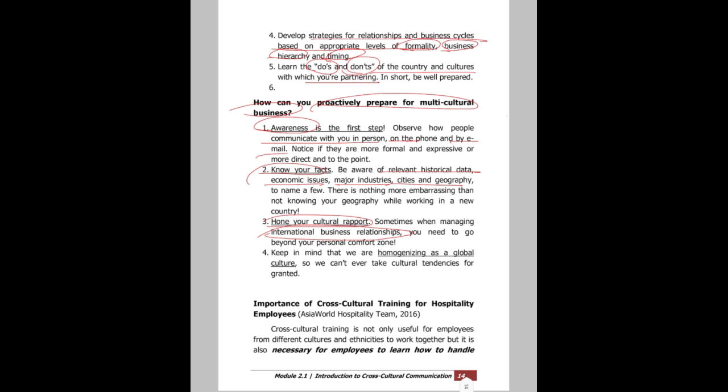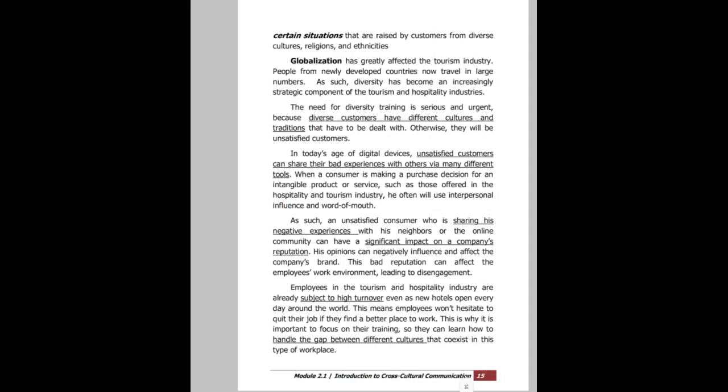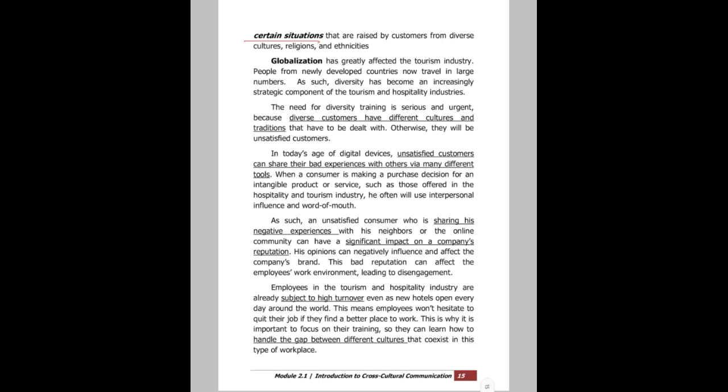So next one is the importance of cross-cultural training for hospitality and tourism employees. It is very important na ang isang company meron silang cross-cultural training. But as early as now, dahil napag-aaralan na natin siya, you can adapt all the points that I'm saying. You can really absorb it or bear in your mind para in the future, you can apply all of this. Cross-cultural training is not only useful for employees from different cultures and ethnicities to work together, but it is also necessary for employees to learn how to handle certain situations. Yes, it is very important. You need to properly handle a certain situation.